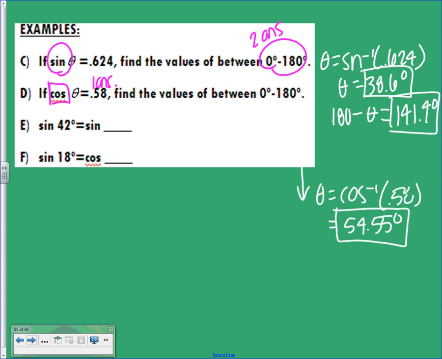Example E says sine of 42 equals sine of what? That's just my theorem here. That says 180 minus 42. So that would give me an answer of 138.